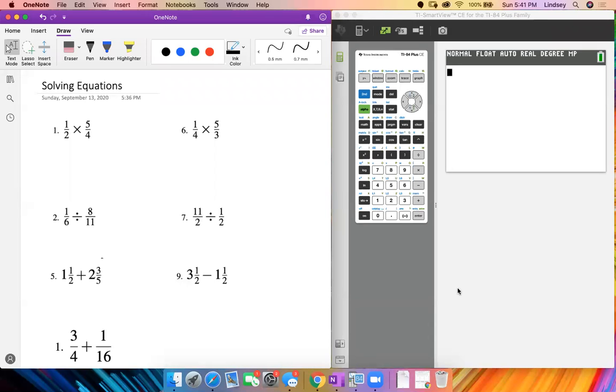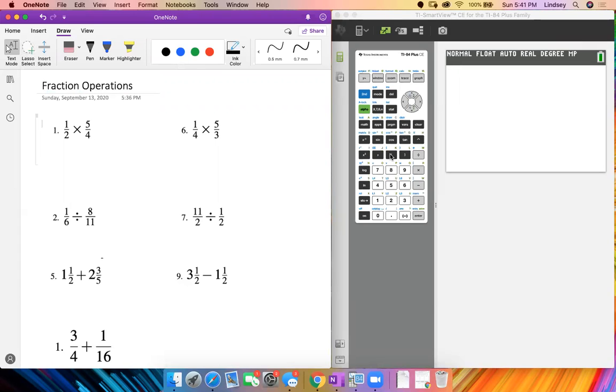All right, guys, this is the review for your quiz that you'll have this week. So the first thing that we're going to be doing is fraction operations. Okay, so remember, I don't want you to spend any time just trying to work these the old way. I want you to do it based off of how we use our calculator.